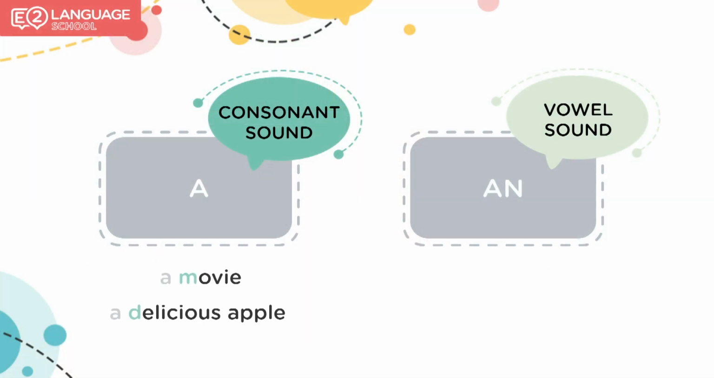Okay, here are some examples. A movie, or a delicious apple. Some examples for vowels: an apple, an excellent movie.